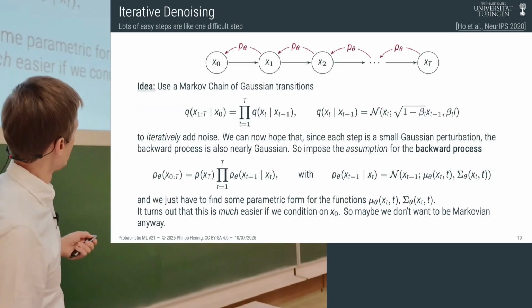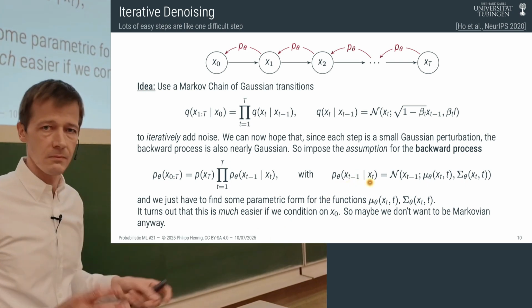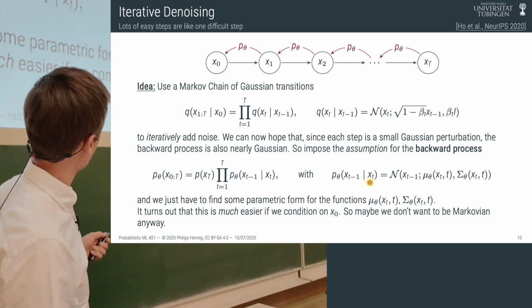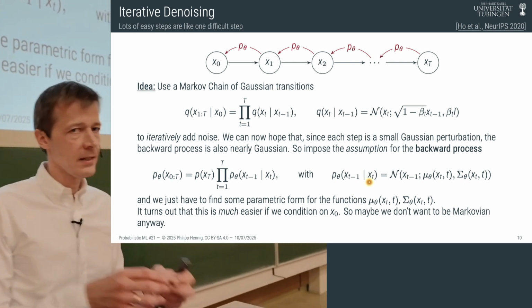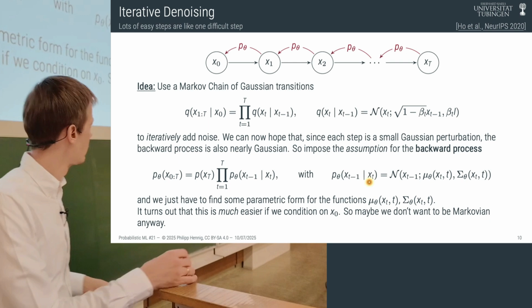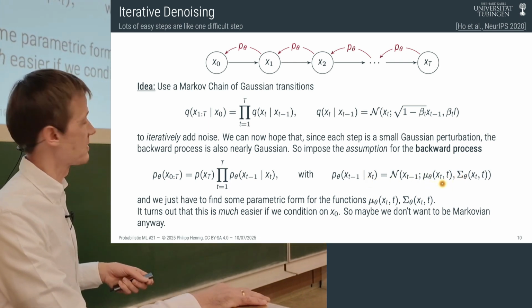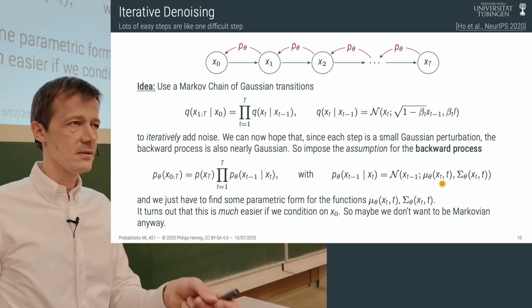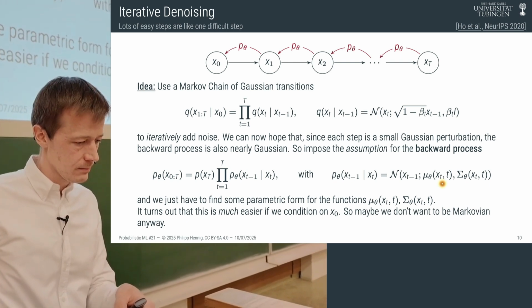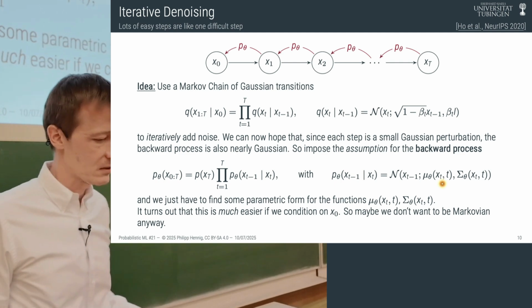And so we can say there is probably some backward process that gets us backwards from the final time to the original x0 that locally looks like a bunch of Gaussian corrections to move from xt minus 1, sorry, from xt to xt minus 1. The slide is right, I just said it the wrong way around.